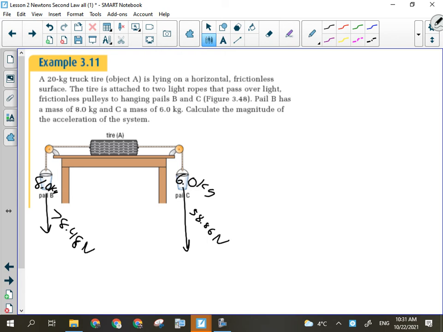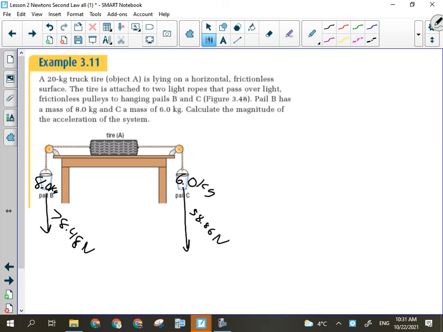These two forces are actually acting against each other. They're both pulling down. Gravity only acts one way. But because they're being offset by these pulleys, they're actually working against each other.